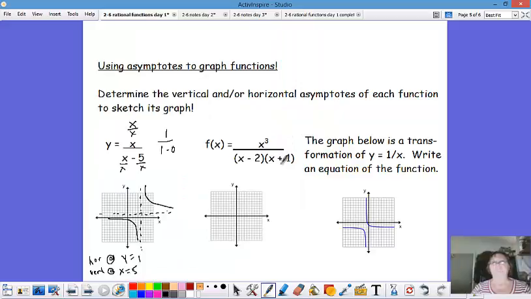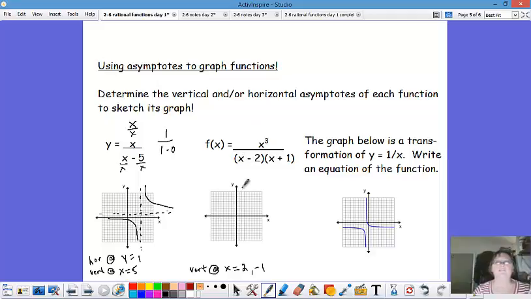Here's our next one. We have x cubed over the quantity x minus 2 times the quantity x plus 1. Folks, this is nice. It's already in factored form, and I can see that nothing is going to factor out of both top and bottom. So I am good to talk about vertical asymptotes. I know where those will happen at x equals, well, it would be 2 and negative 1.